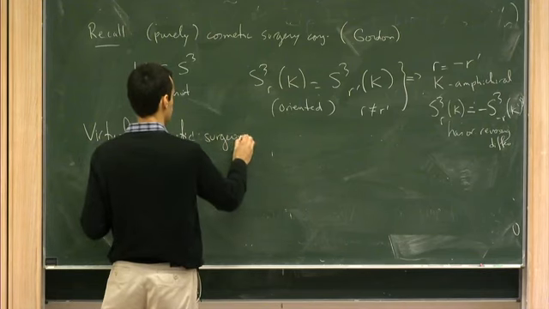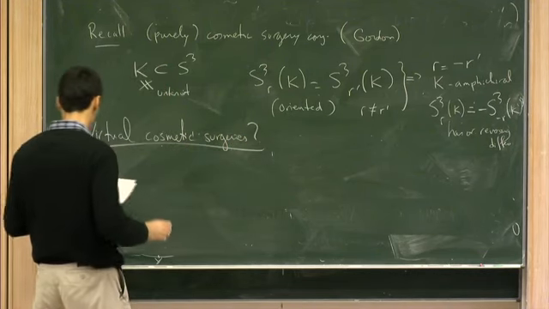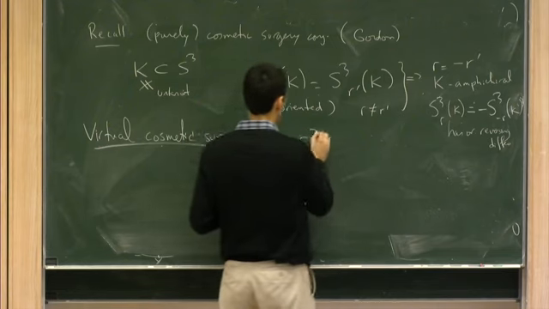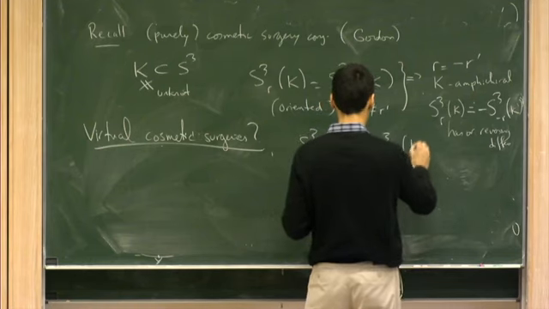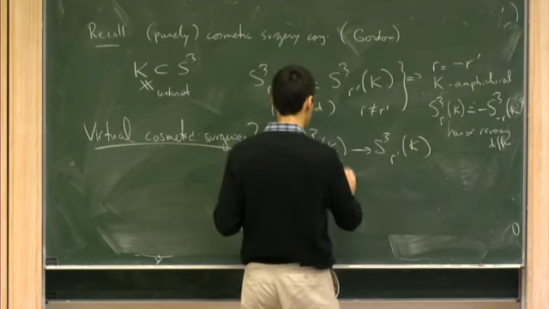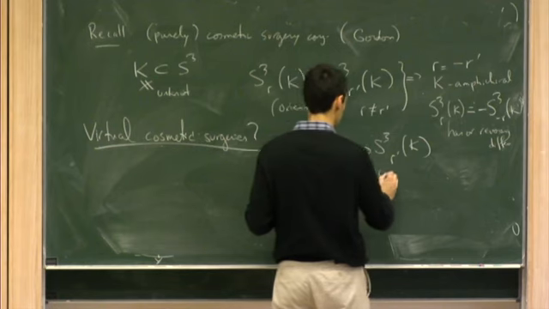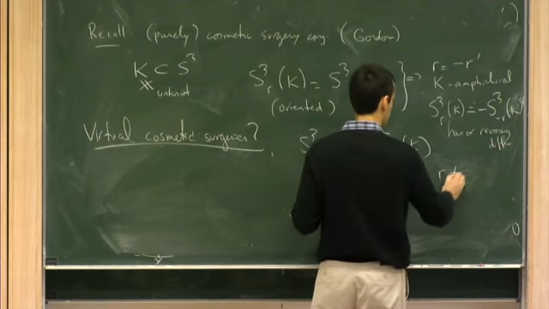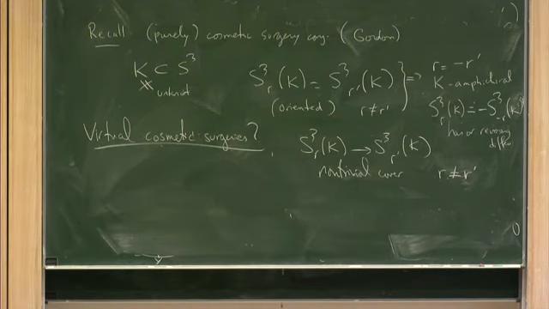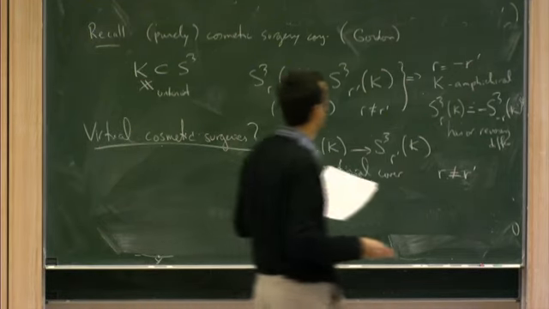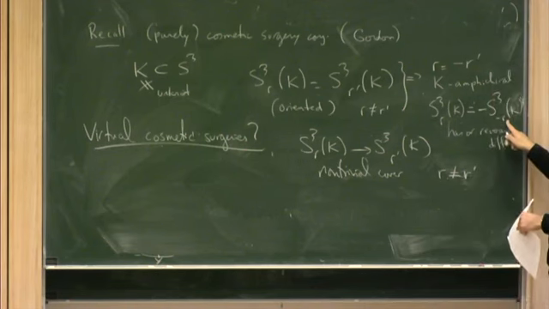Can this exist? Can you have S3 r of K covering S3 r prime of K, a non-trivial cover, with r different from r prime? That's r surgery; the right hand side of the last equation should be r.